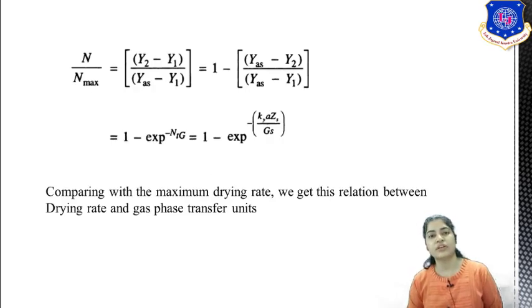So now what we are doing, we are trying to find a relationship between the maximum drying rate and the normal drying rate at which you can carry out your operation. So that is N upon N max is equal to 1 minus exponential of minus NTG. So comparing with the maximum drying rate, you get this relationship between drying rate and gas phase transfer units.